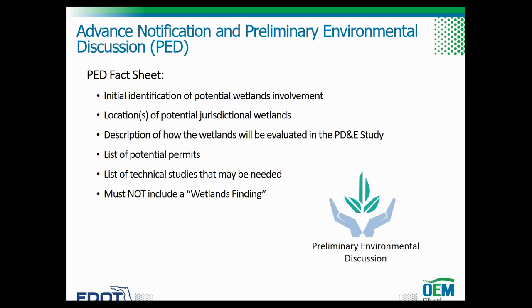The fact sheet may also include a list of permits that may be required and a list of technical studies that may be needed. The advanced notification must not draw any conclusions regarding the significance of wetland involvement, since this would constitute a wetlands finding. Part 1, Chapter 3 of the PD&E Manual provides further information regarding the advanced notification and preliminary environmental discussion, as well as the computer-based NEPA introductory course, Preliminary Environmental Discussion and Advanced Notification.